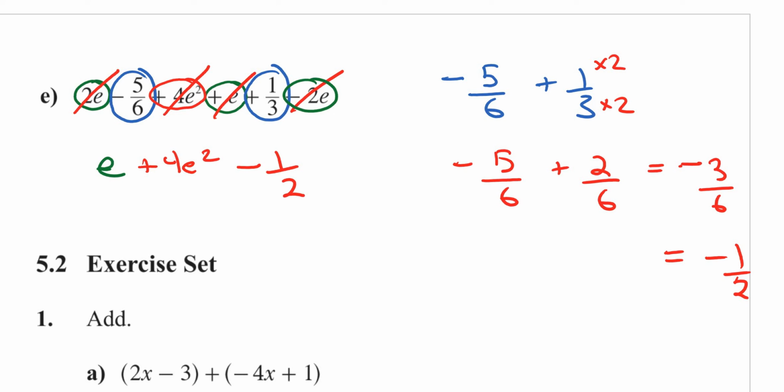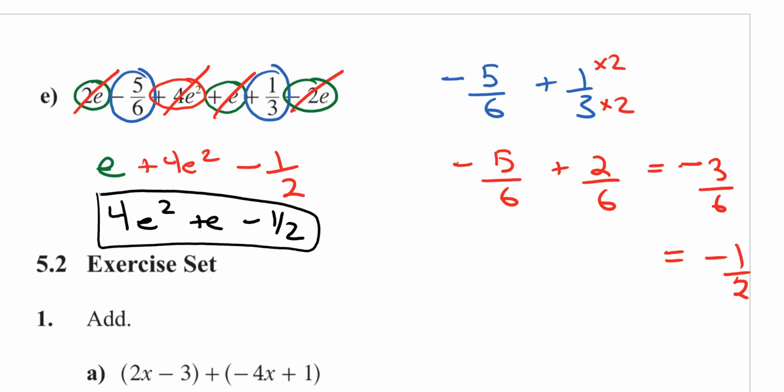And if you want to write this in terms of highest powers, it would be 4e squared plus e minus 1/2. And that right there is your final answer. All right, so that concludes this video for adding polynomials.